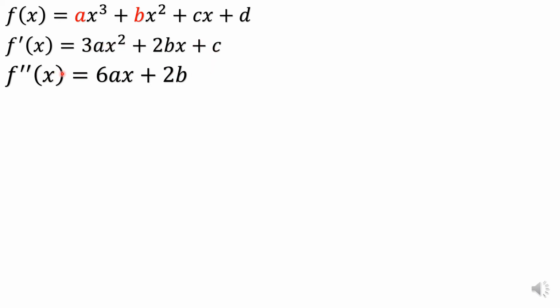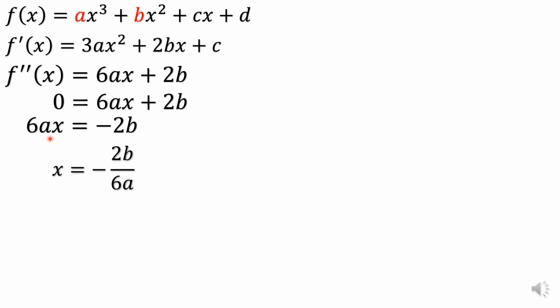Now we are at a point of being able to equate f'' to 0 and solve for the value of x. After that, we take this 2b to the other side and change the sign of it. Then we are looking for the value of x. This x we are going to get is the x coordinate of the point of inflection. Let's divide by 6a on both sides. You can see that we have negative 2b divided by 6a. So we can now simplify: 2 goes into 2 once, 2 goes into 6 three times. So this is what you're going to have after that simplification.